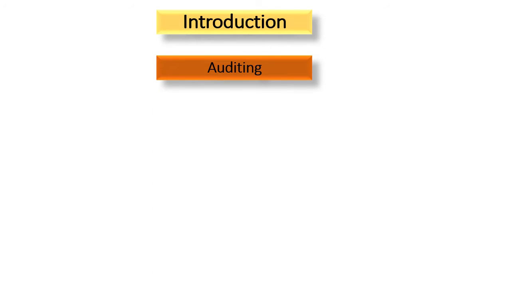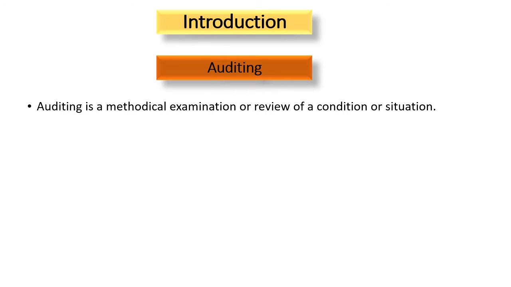So, what is auditing? Auditing is nothing but a methodical examination or review of a condition or situation. Condition or situation denotes either there can be the review of books of accounts, there can be review of systems, there can be review of processes, anything. So auditing covers every part where the examination or review is going to be conducted.